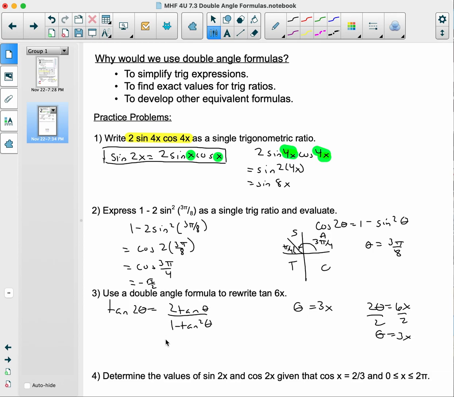So this means then that I would have tan 6x equals 2 tan 3x over 1 minus tan squared 3x. And then we can't do anything. You can't cancel or anything like that because there's subtraction in the denominator. So that's it. That's all. You've done your work. That's your final answer.